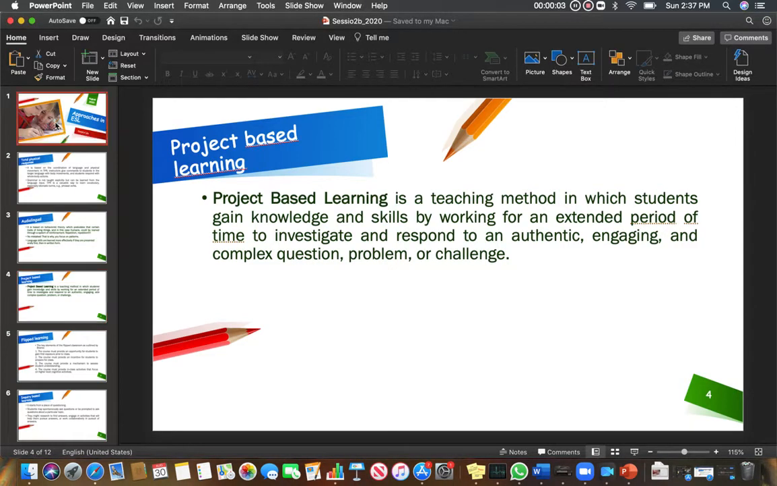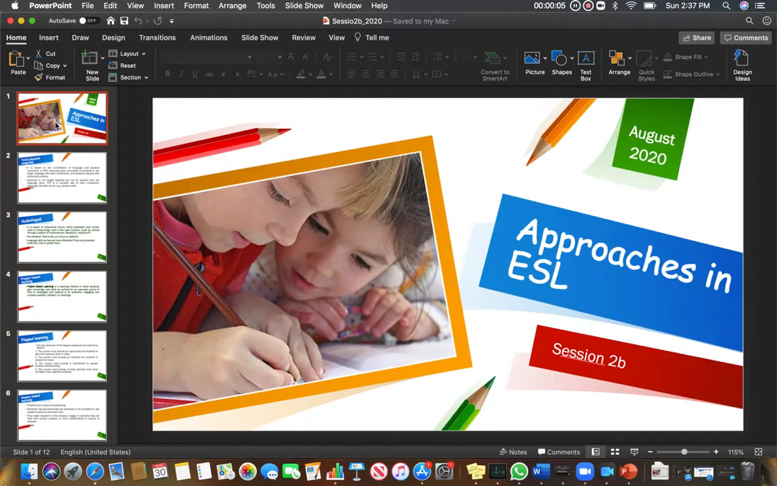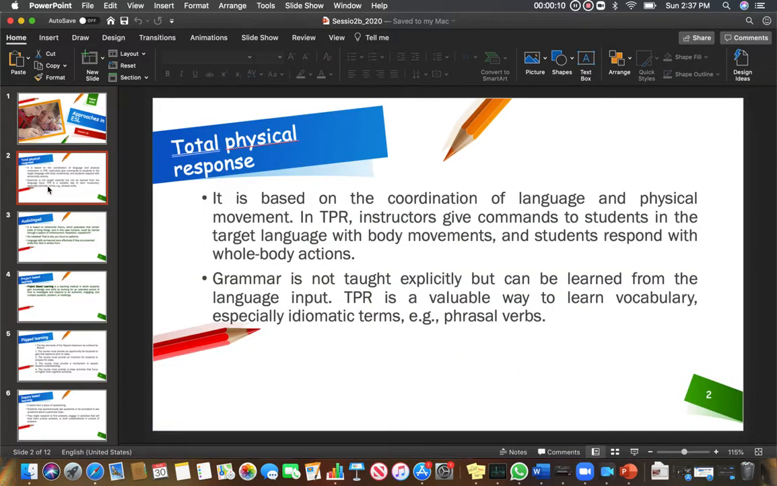Okay, today we're going to talk about approaches in ESL. Let's take a quick look at them and see how we can use them. To start with, I'm going to start with Total Physical Response. This is based on the coordination of language and physical movement.